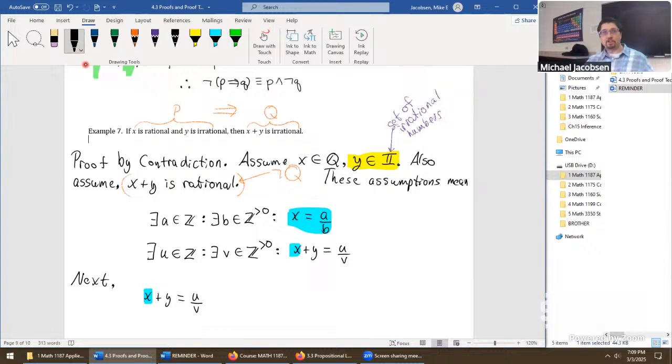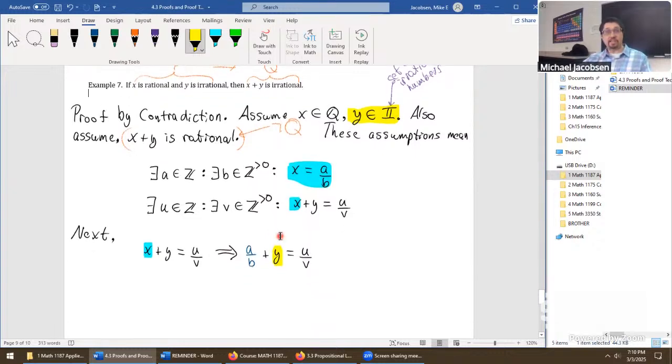We said that x is also a rational number. So this implies a over b plus y equals u over v. So what can we do with that? Well, remember, we said y is irrational, and it's right here in the middle. Let's solve for it and see if we can do anything with it specifically now at this spot. We pretty much have y cornered.